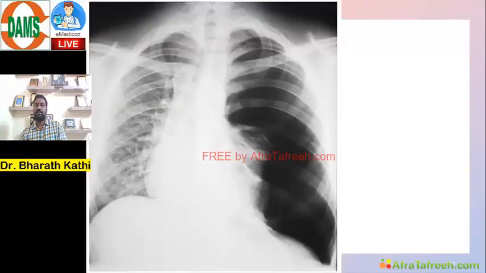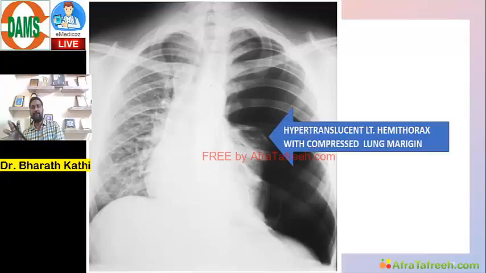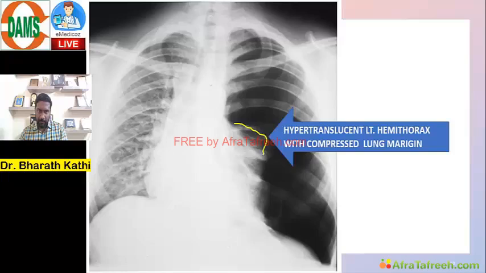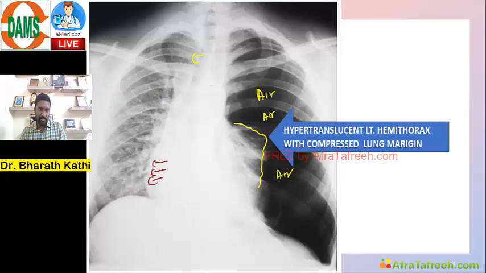And then in this X-ray, if you notice, there is a hypertranslucent left hemithorax, and you can see the lung margin getting compressed like this. All this black is actually air. And if you notice, the trachea is more towards right, and heart shadow is also more towards right. It means there is a left-sided disease which is responsible for push of mediastinum.